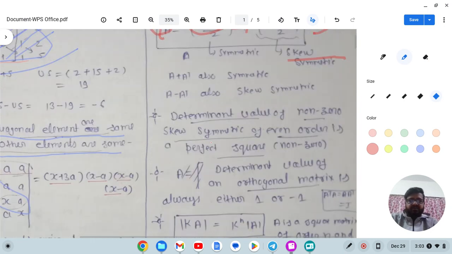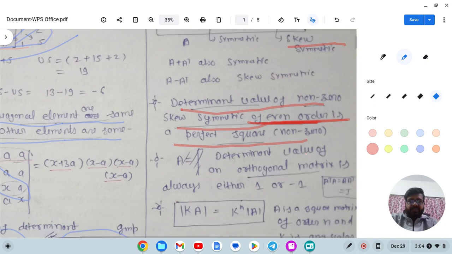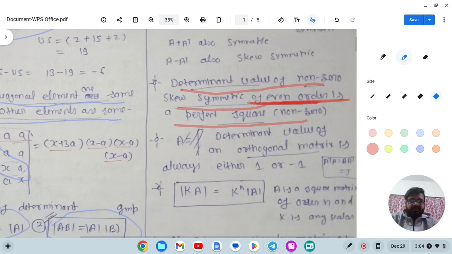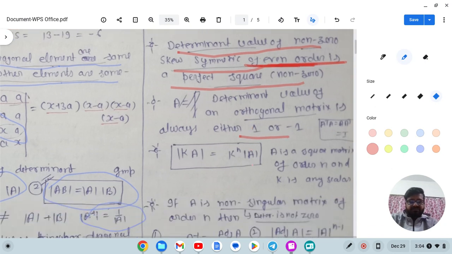The determinant value of a non-zero skew symmetric matrix of even order is a perfect square. This is a very important point. Determinant value of a non-zero skew symmetric matrix of even order, what order? Even order, is a perfect square. Then the determinant value of an orthogonal matrix is always either 1 or minus 1. It means the absolute value will be 1.